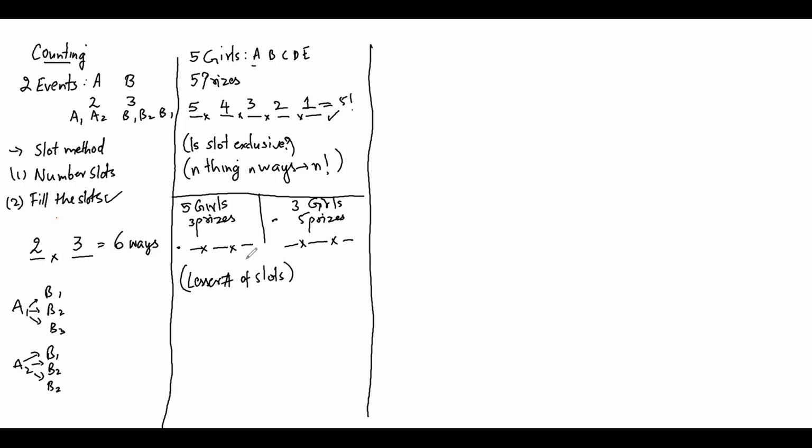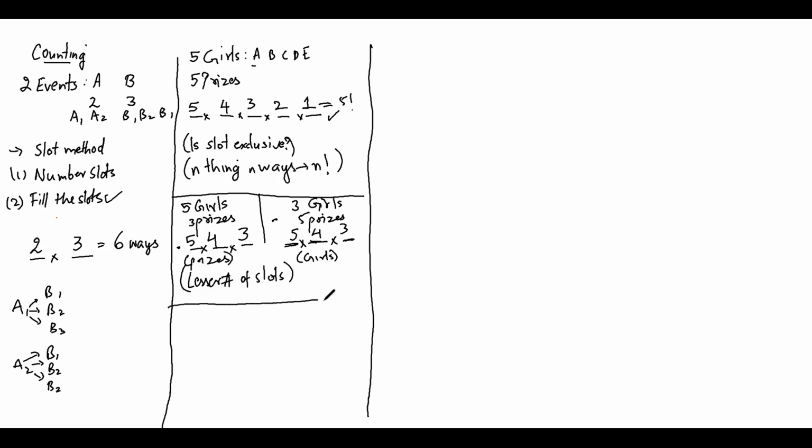So if you want to give 3 prizes to 5 girls, it can be done in 5, 4, 3 ways. This can also be done in 5, 4, 3 ways. But understand, here you're taking the perspective of girls. That is, in how many ways can the first girl get a prize? Then in how many ways can the second girl get a prize? In how many ways can the third girl get a prize? And here you're taking the perspective of prizes.